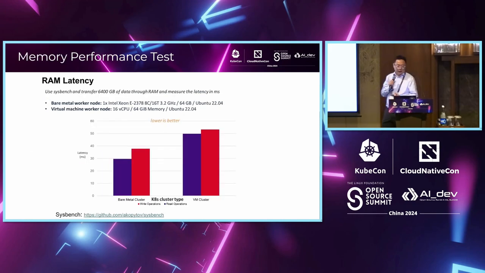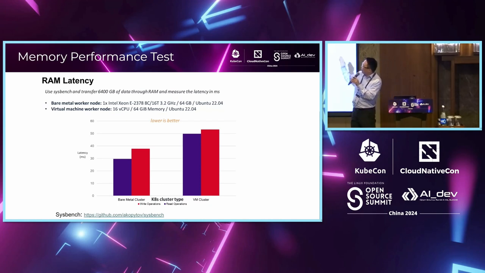Another comparison that we use here is for the RAM latency. The memory latency is also very important for the LLM with RAG workload. So here we use another tool called Sysbench. Sysbench is also a very popular tool for performance testing on GitHub. And how we compare is that we try to wait.